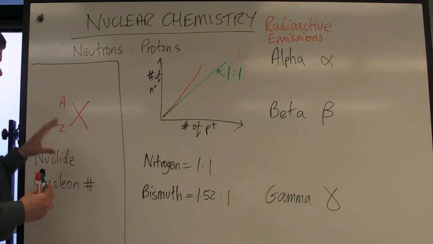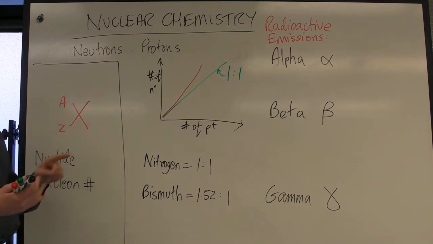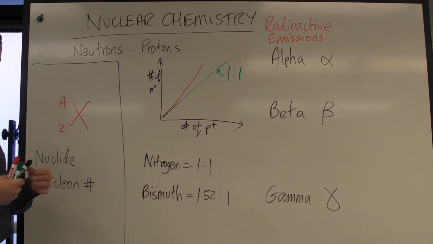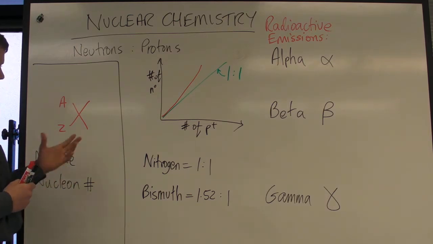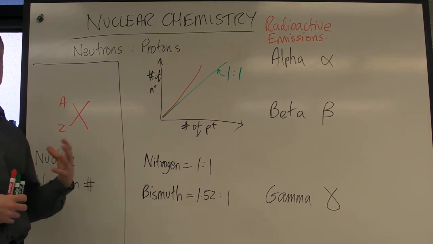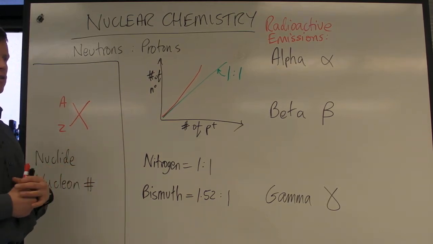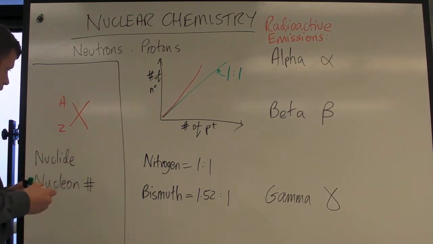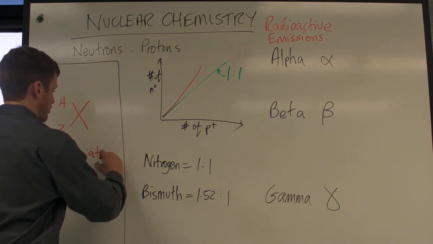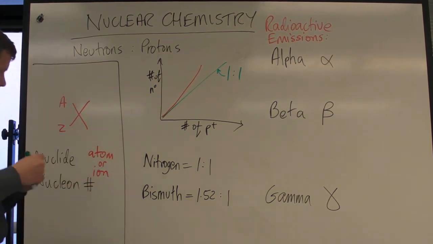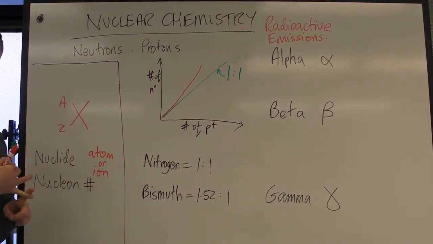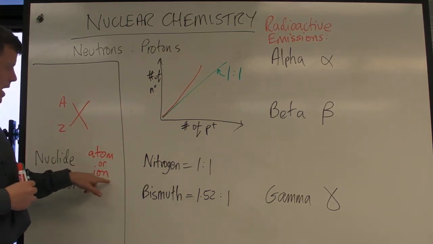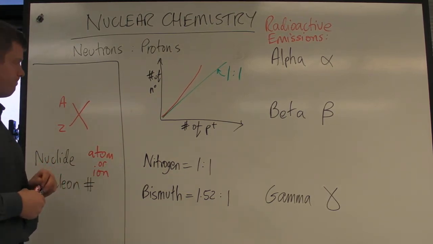So the general description of something like this, so an element that has certain number of electrons, certain number of protons, certain number of neutrons, we call it a nuclide. So a nuclide has almost identical definition as an atom, but it doesn't really specify the number of electrons. So a nuclide could be an atom or an ion. So an atom always has equal numbers of electrons and protons, so it's neutral. Nuclide could be an ion, so it could have a positive or a negative charge.